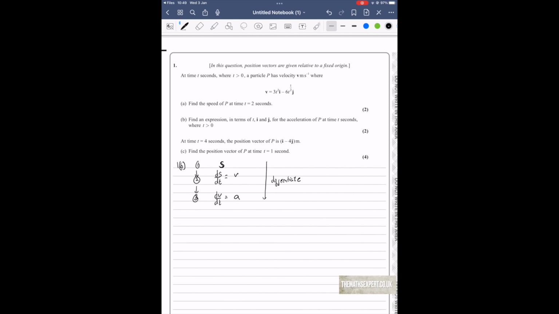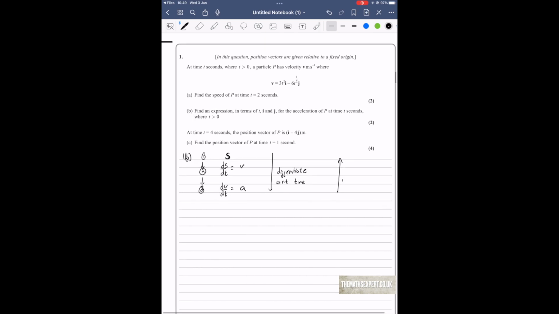with respect to time. I'm going to put WRT, that means with respect to time. And if you want to go back upwards, from acceleration to velocity to displacement, you integrate with respect to time.